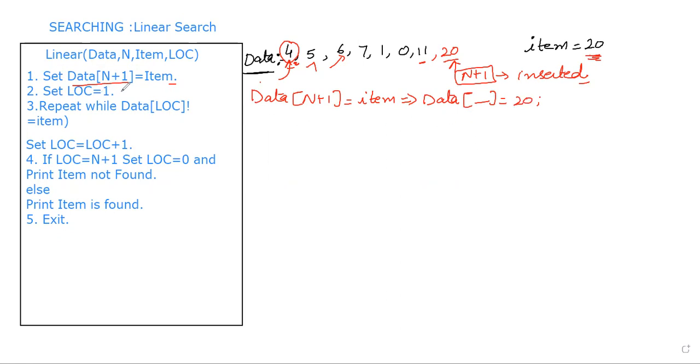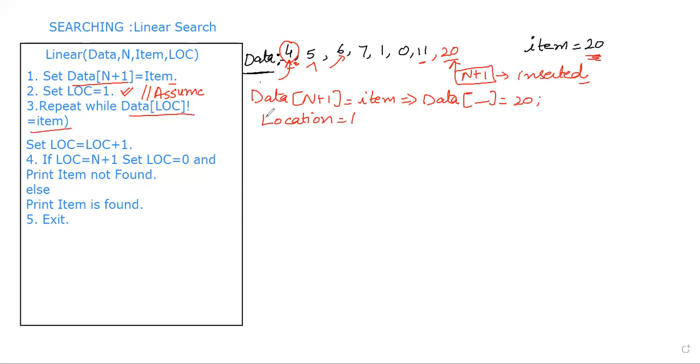Then the next step says to set the location equal to 1. We are assuming that maybe the data is present at location number 1. So first of all, you have initialized the location to 1. So location will be set to 1. The next step says to repeat while data[location] is not equal to item.